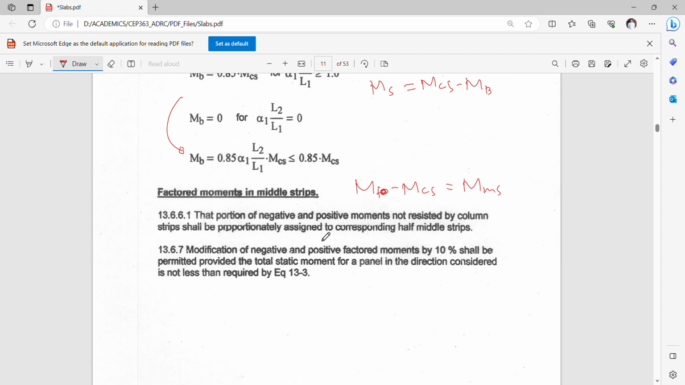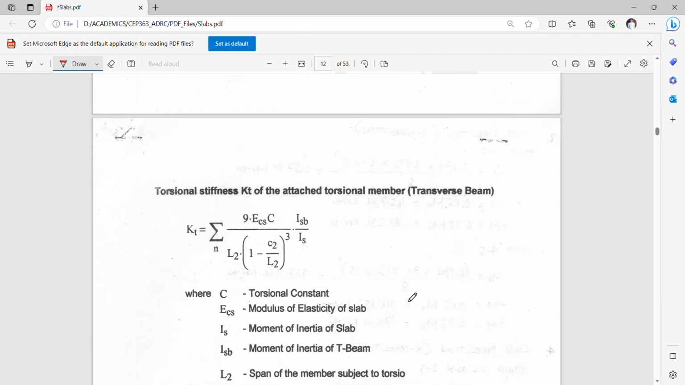So that portion of the negative and positive factored moments not resisted by the column strip shall be assigned to the corresponding half middle strips. Modification of the negative and positive factored moments by 10% shall be permitted. So you can modify it by 10% just like the redistribution approach, provided the total static moment for a panel in the direction considered is not less than the static moment MO, which is equivalent to wu L2 Ln squared over 8. So that's equation 13.3.